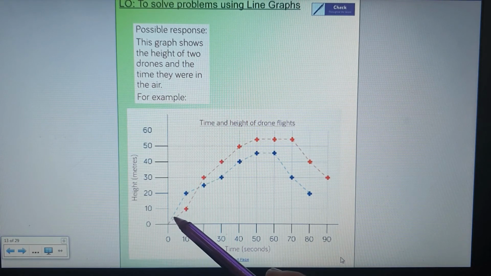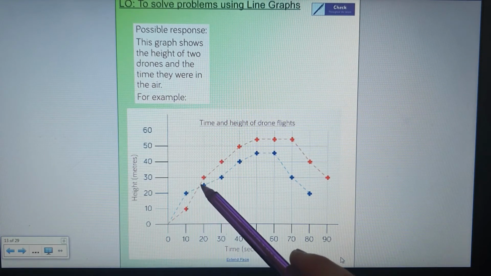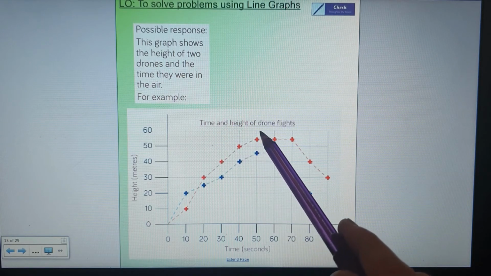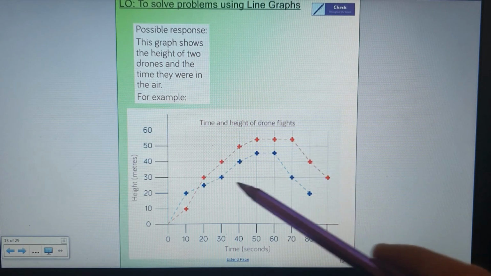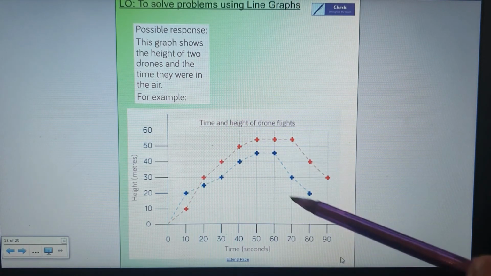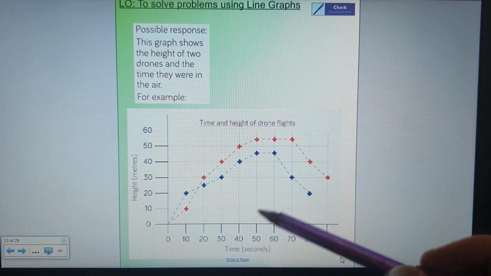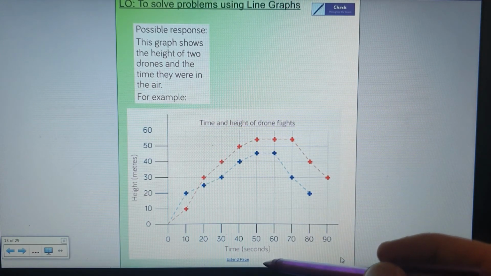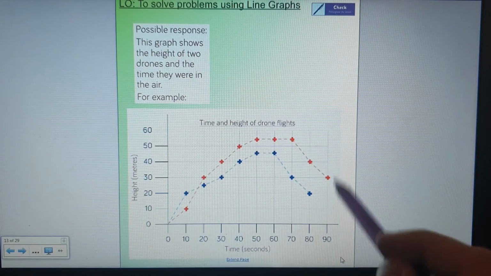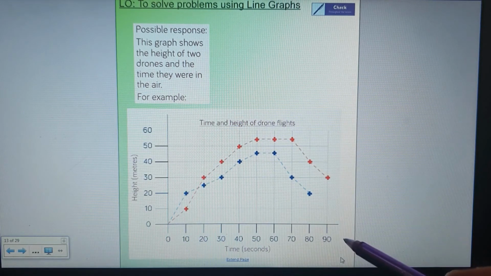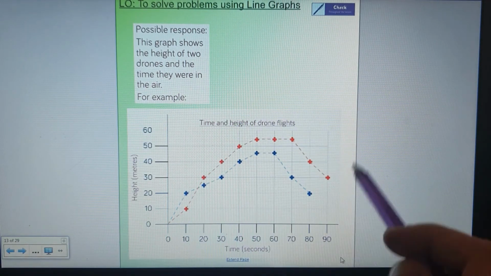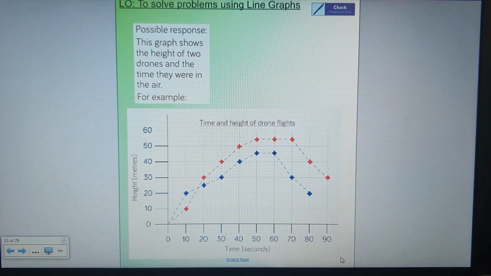So the red one started off a bit lower, and then he kind of went higher than the blue drone, and he stayed above him, and they both came down. So they're both kind of going up together maybe. But the blue one couldn't fly as high. There are lots of different answers for this, so well done if you had a go. It's really fun to kind of make up your own ideas for line graphs.